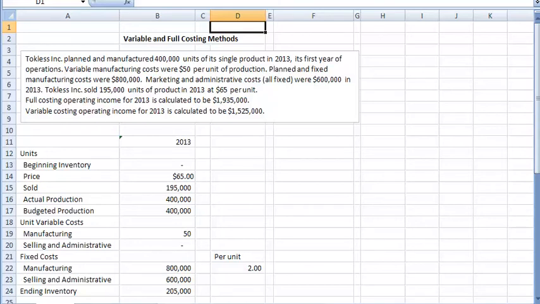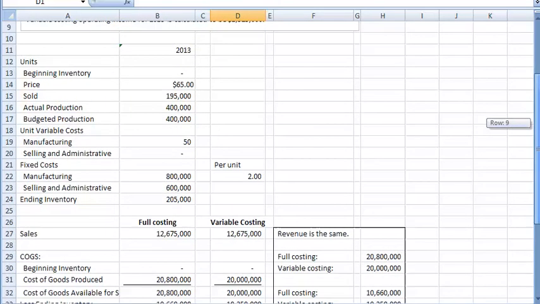So using this information, a new problem that you have not seen, we've got information about the units produced. It's the first year of operations. We've got variable cost per unit and fixed cost per unit, or in total, I should say. And you've got your solution here. So this is going to be the bottom line, but I'm going to show you how you arrive at those two numbers. This is just the information in a tabular format. Your price, units sold, actual production, which equals your budgeted production, unit costs, and your fixed costs.